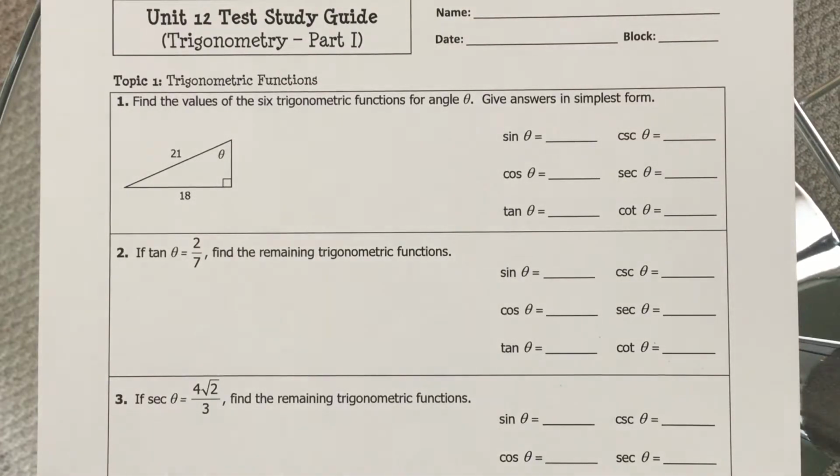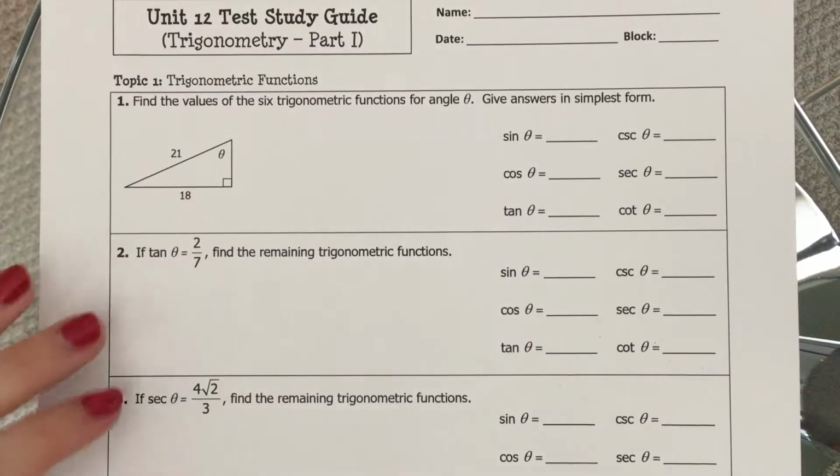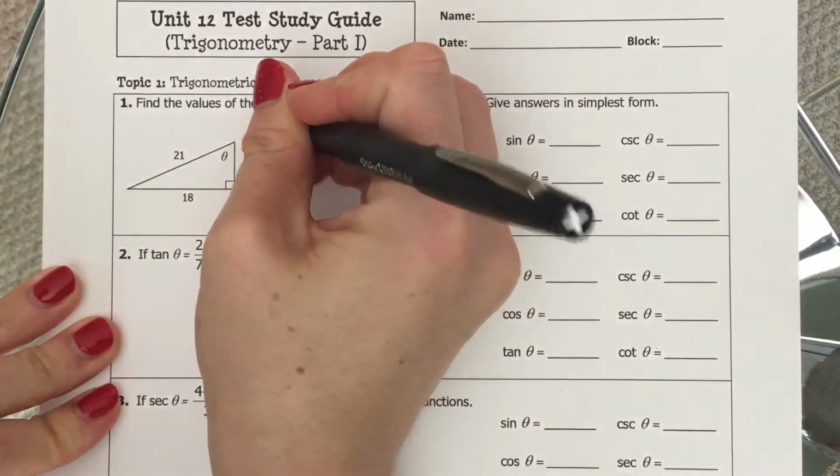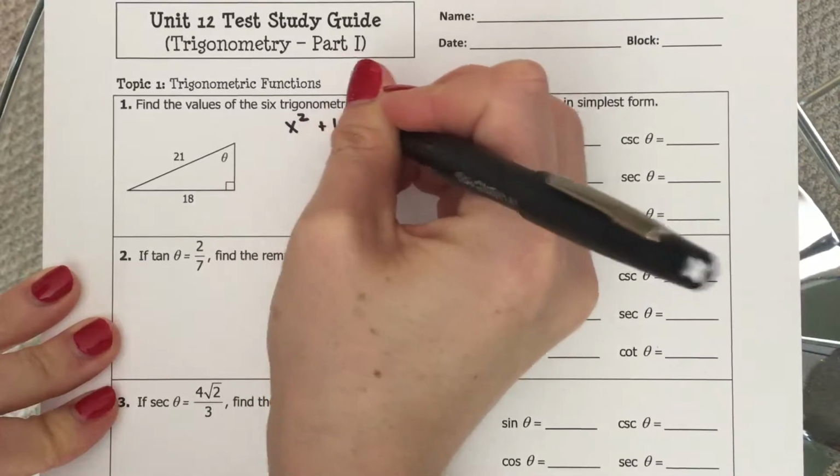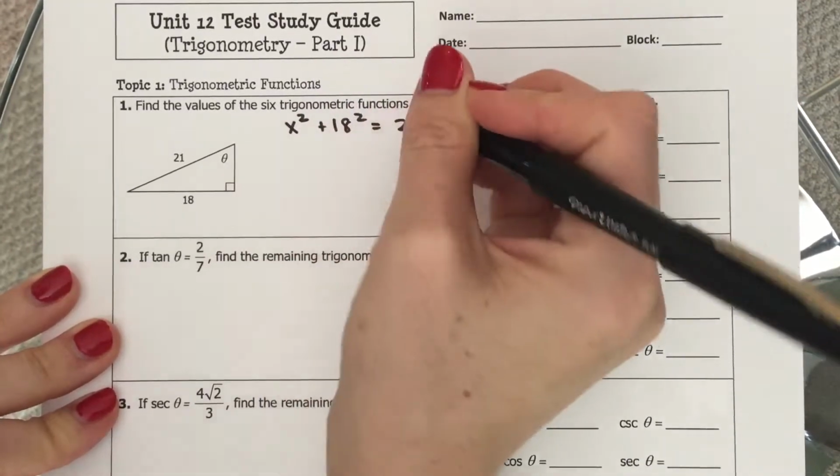You are given either 2 sides of a triangle or one of the 6 trig functions. So this first one, you have 2 sides of a triangle. Very first thing you need to do here is figure out the missing piece using the Pythagorean theorem. Make sure that the missing piece is going into the right spot. So the missing piece is a leg, so that'll be on the left-hand side. So x squared plus the other leg, and then the hypotenuse.